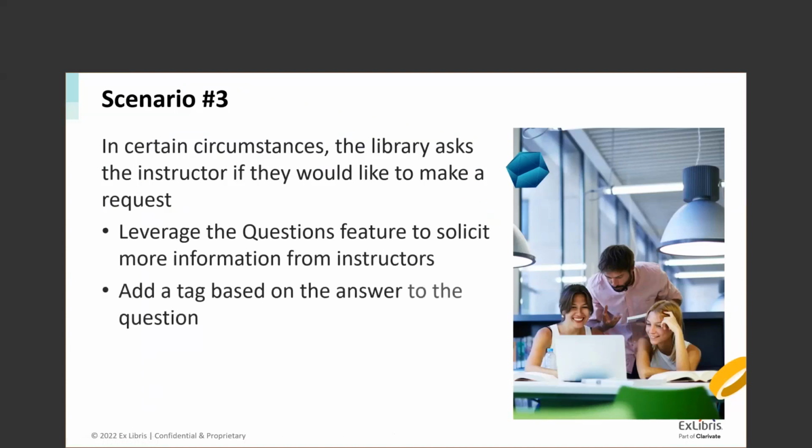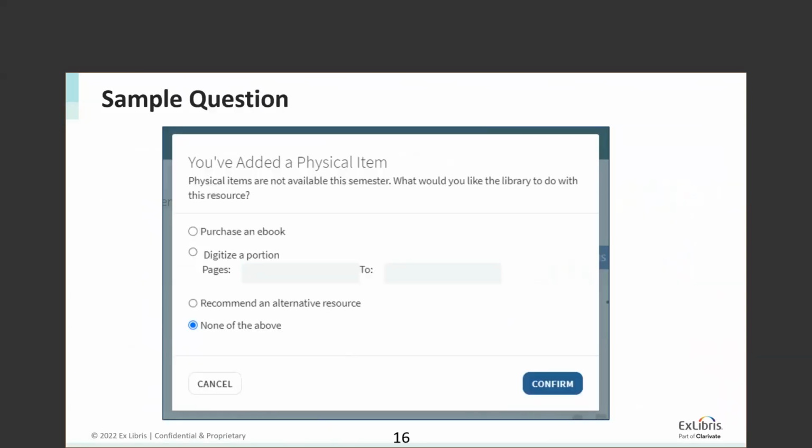So for example, you could say that every time the instructor adds a book that the library doesn't have, you want a certain question to pop up, asking the instructor what they would like to do with this resource. And then depending on the answer that they give, you can add a tag. And then you can have a rule that's triggered by that tag, like the other scenarios that we have already talked about. So I'll talk through this a little bit more.